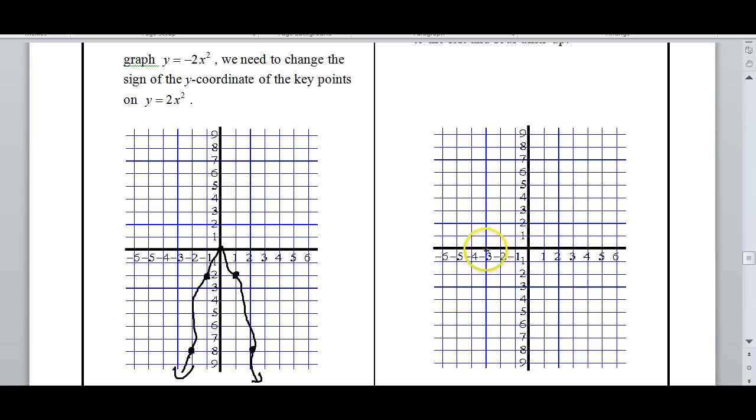We'll now move 3 units left and 4 units up and be at negative 3, 4. The point that was at 1, negative 2 moves 1, 2, 3 left, 1, 2, 3, 4 up. The point that was at negative 1, negative 2 moves 1, 2, 3 left, 1, 2, 3, 4 up. The point that was at 2, negative 8 moves 1, 2, 3 to the left, 1, 2, 3, 4 up. And the point that was at negative 2, negative 8 moves 1, 2, 3 to the left, 1, 2, 3, 4 up.